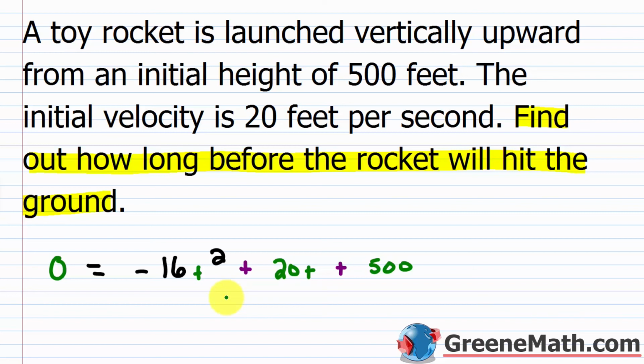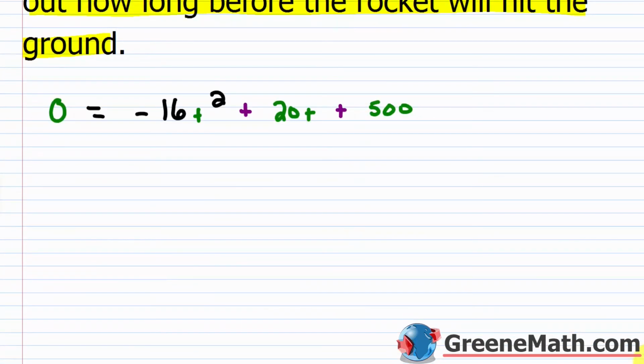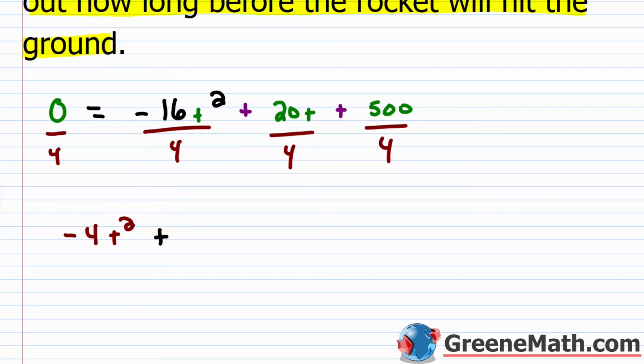Not a big deal. So I can solve this using the quadratic formula. I can also solve this particular one by factoring. To make this a little bit simpler, I'm going to divide everything by 4, just so we have smaller numbers to work with. So divide this by 4, this by 4, this by 4, and this by 4. I'm also going to rearrange things. So I'm going to get negative 4t squared, plus 20 over 4 is 5, so 5t, and then plus 500 divided by 4 is 125. This equals 0. Okay, let's go ahead and plug into the quadratic formula.